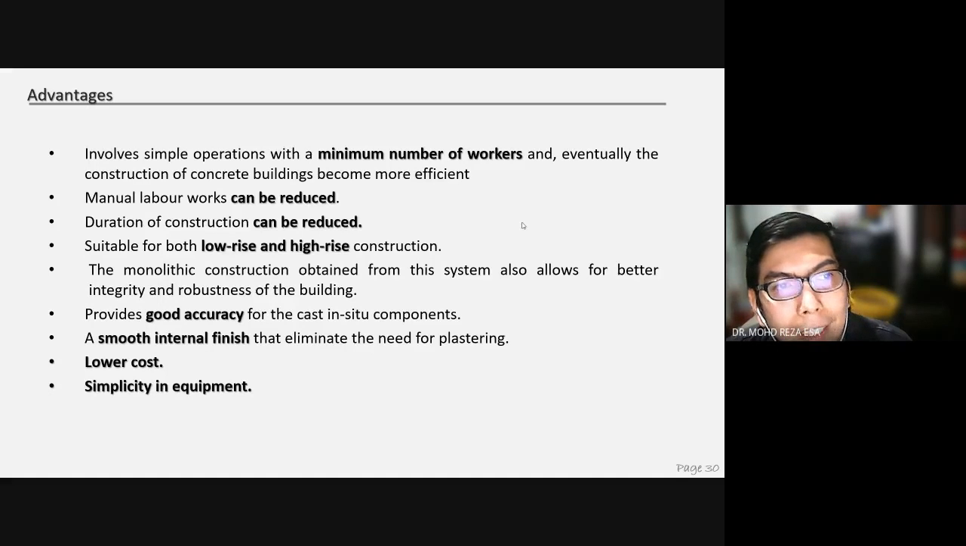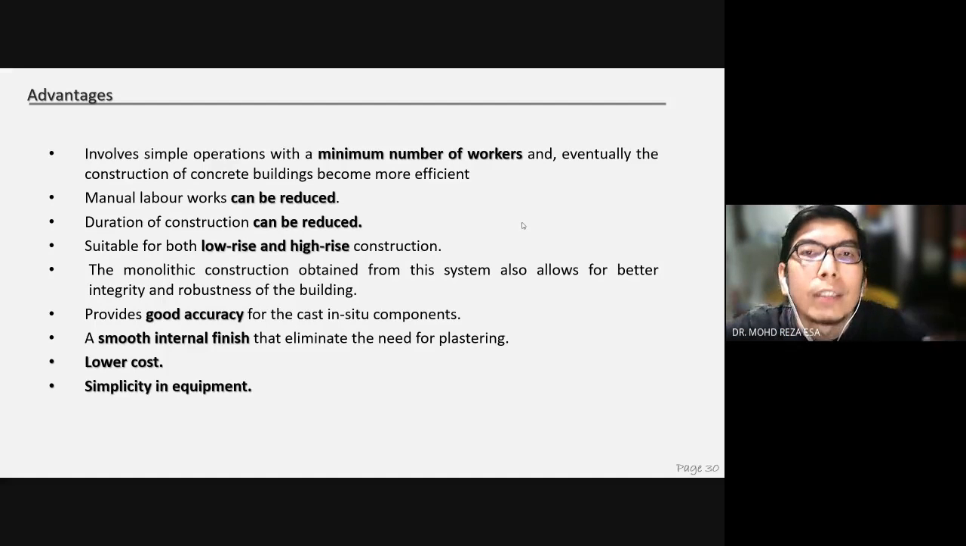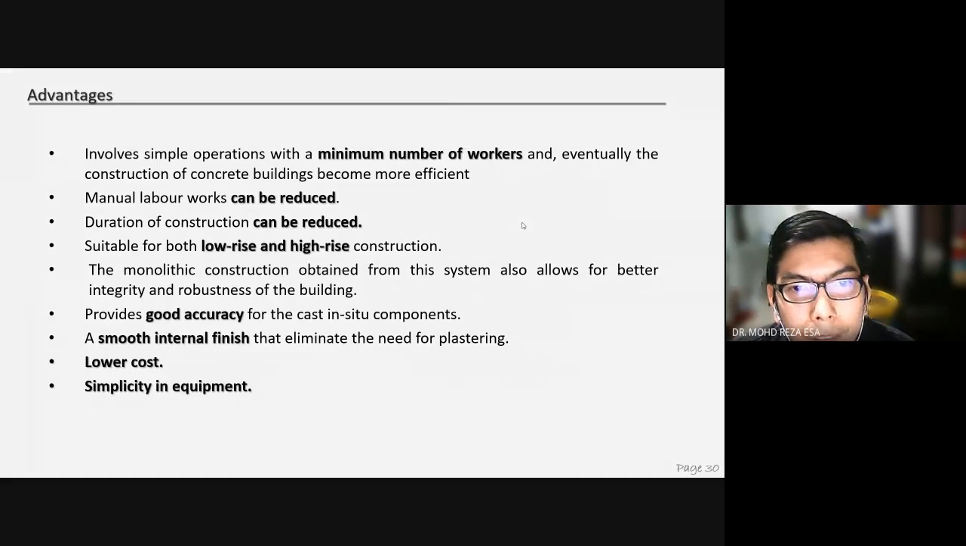Alright, the monolithic ni large span. Span yang floor area dia lebar, wide, long, obtained from the system also allow for better integrity and robustness of the building. Provides good accuracy for the cast in situ components. Dia punya accuracy lebih tepat, sebab dia ada komponen yang kita gunakan macam tie rod tadi, wall spacer tadi, so lebih accurate.